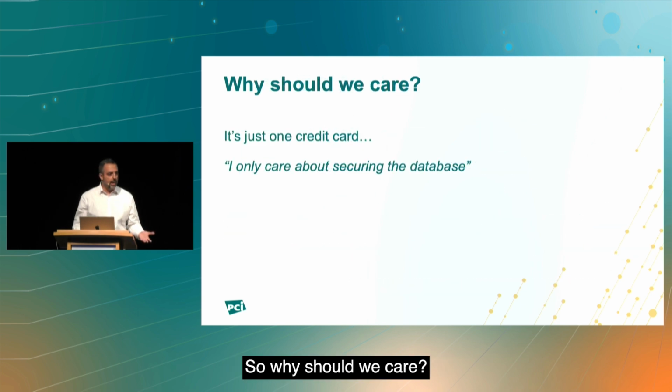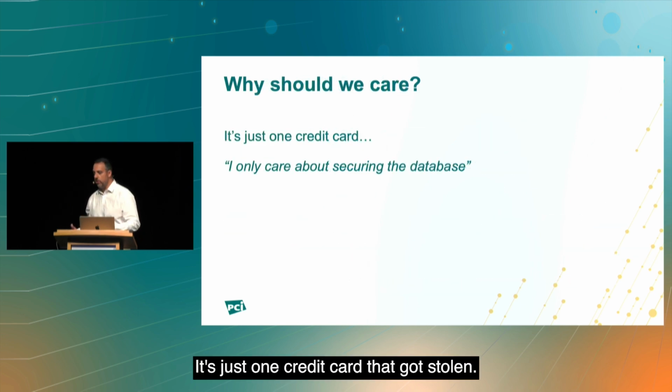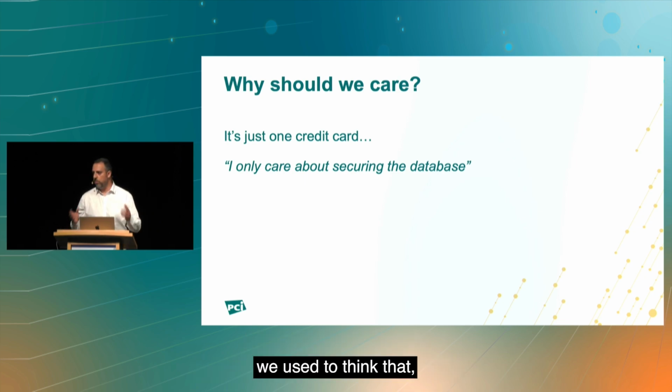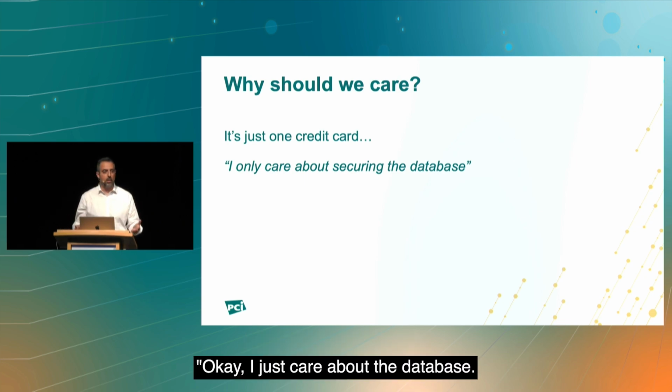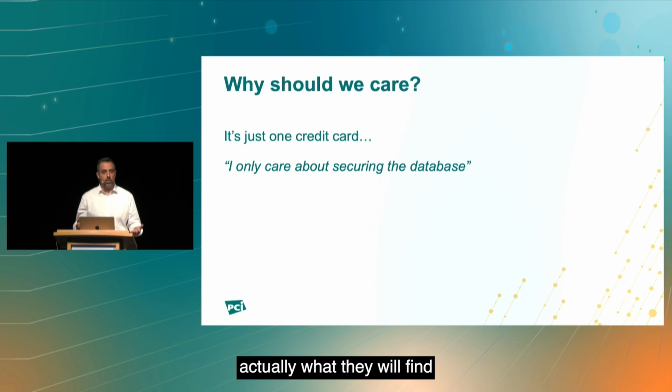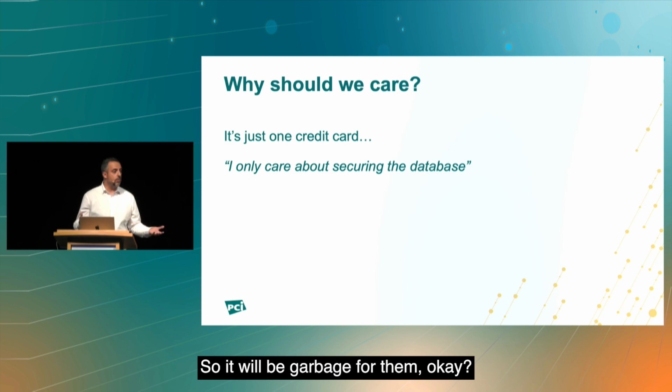So why should we care? It's just one credit card that got stolen. Actually, in the old days, in the security world, we used to think that, okay, I just care about the database. If I get breached, that will be massive. It's the whole database that gets stolen. But you have to think about, if people are following the PCI requirements, what they will find is properly encrypted data at rest. So it will be garbage for them.